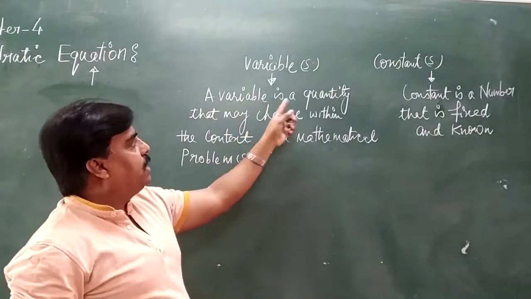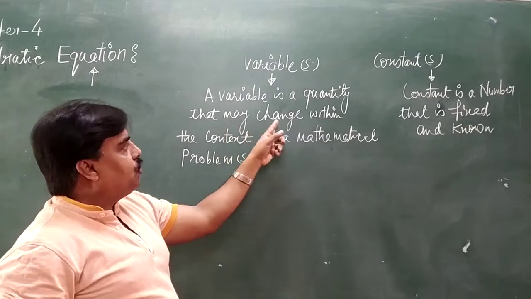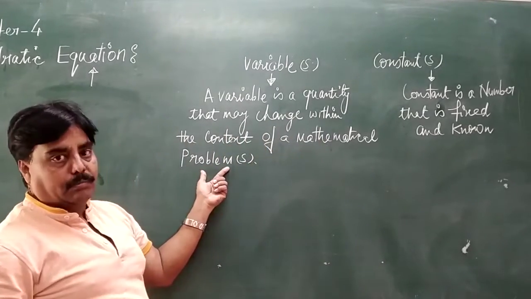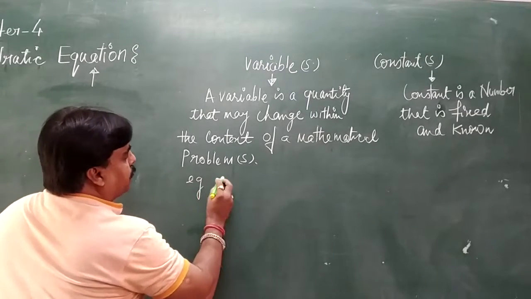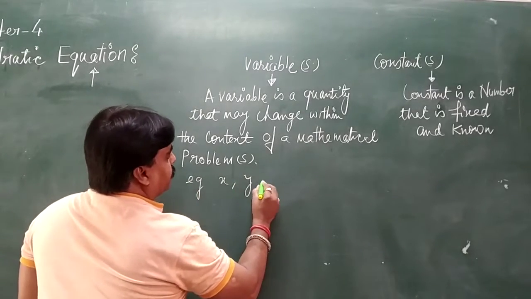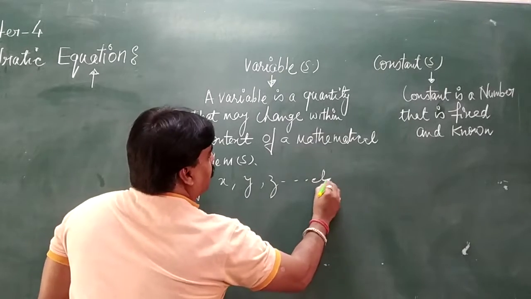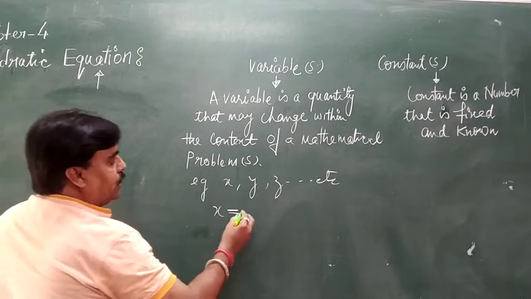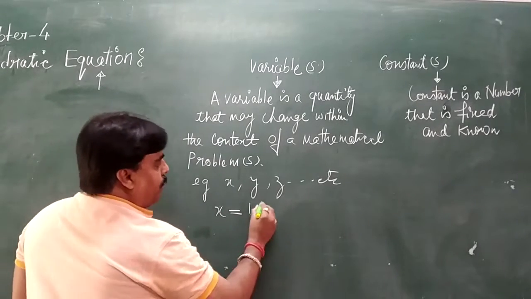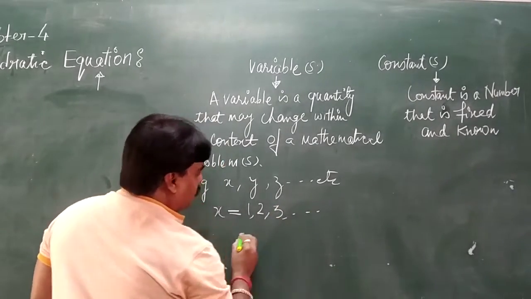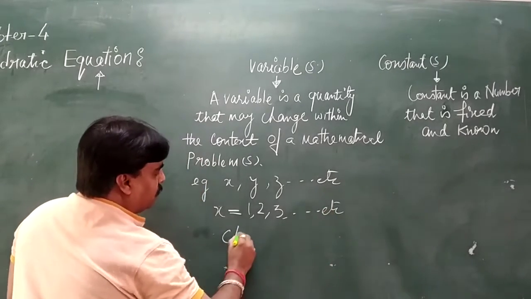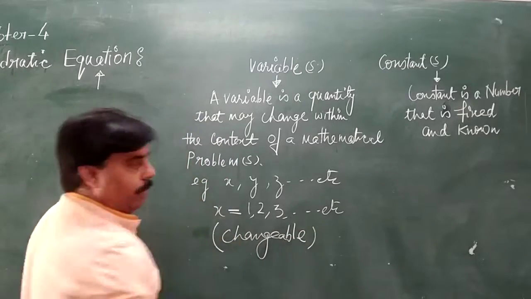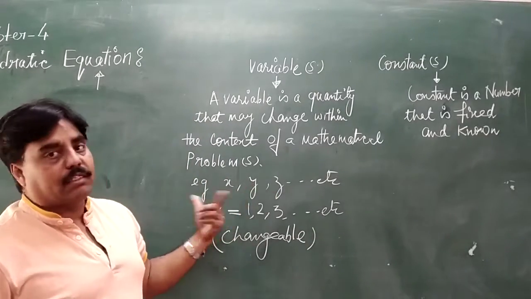A variable is a quantity that may change within the context of a mathematical problem. For example, we are taking x, y, z. These are the variables. The value of x is not fixed; it is changeable. Sometimes it may be 1, maybe 2, maybe 3. Every time it is going to change. So a value which is changeable is a variable. Here x, y, z are the variables.